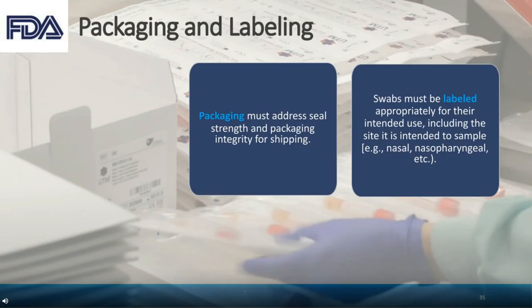Packaging and labeling is also important, as I said, for getting a device listing with the FDA. Packaging must address the seal strength, so the packaging sealing of the product must be adequate. And it also addresses the integrity of the packaging to make sure that it will hold up during the shipping process. And swabs also must be labeled appropriately, which will include their intended use, whether they're for nasopharyngeal specimens or whether they're for nasal specimens, throat specimens, etc. So it also has to be labeled to include what the site of application of the collection device is for.